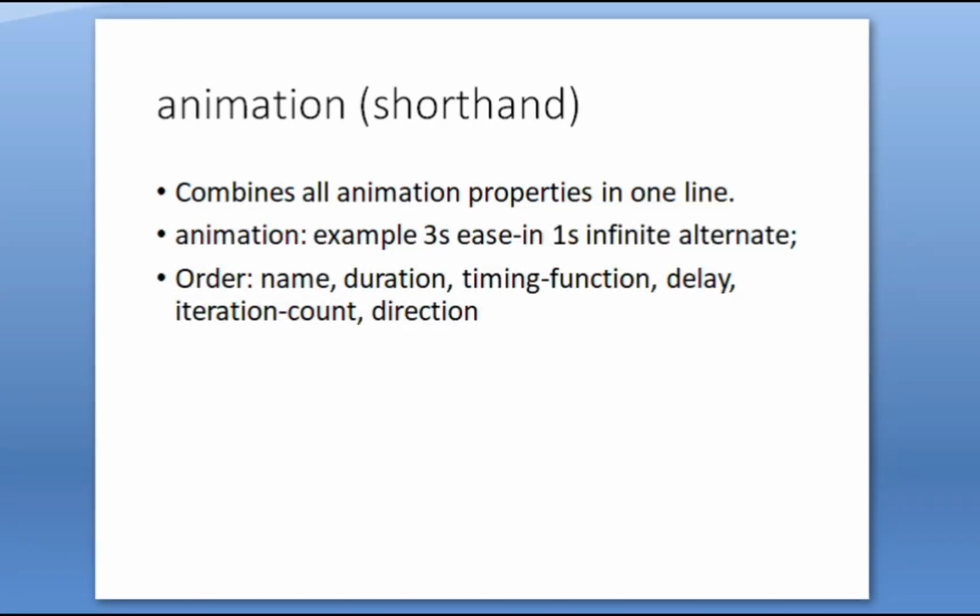Now let's see the animation shorthand. It combines all the animation properties in one line. For example, animation colon, the animation name, 3 seconds is the animation duration, then the animation timing function, animation delay of 1 second, and animation iteration count, which we can give in numbers, or if you want a continuous loop then we have to give infinite. This is the animation iteration count, and alternate is the direction. If you want you can note it down.